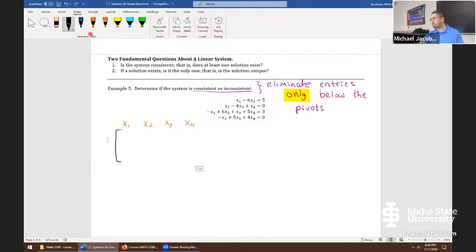Oh, and my bracket is a little too soon. Let me fix that. It's going to be augmented, so let me put that in. And then a bracket. So now let's go down the line. For x1, all we want are the coefficients. In row 1, it's a 1. In row 2, x1 never occurred, so the coefficient is 0 this time.